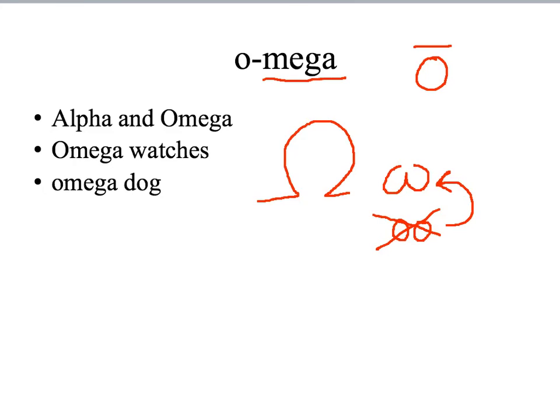We looked at the very first letter of the alphabet when we mentioned alpha, and talked about how the alpha and the omega are the first and the last. There is a brand of watches which are called Omega watches. Why might that be? And an omega dog is the opposite of an alpha dog. Omega dog has the lowest status in a pack.